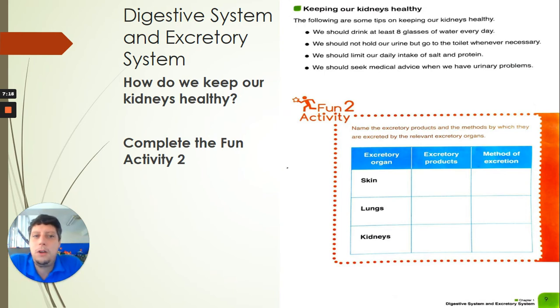And the fourth point: we should seek medical advice when we have urinary problems. If it's difficult to go to the toilet, or it hurts when you go, those are signs that you might have problems with your kidneys. You should seek the assistance of a doctor or go to a hospital and tell them you're having problems going to the toilet. This is really, really important. It's not something you should ignore, because if you ignore it, your kidneys will get damaged.